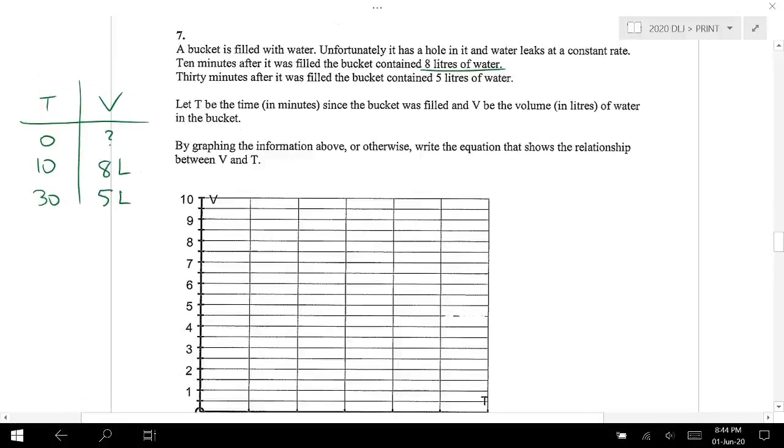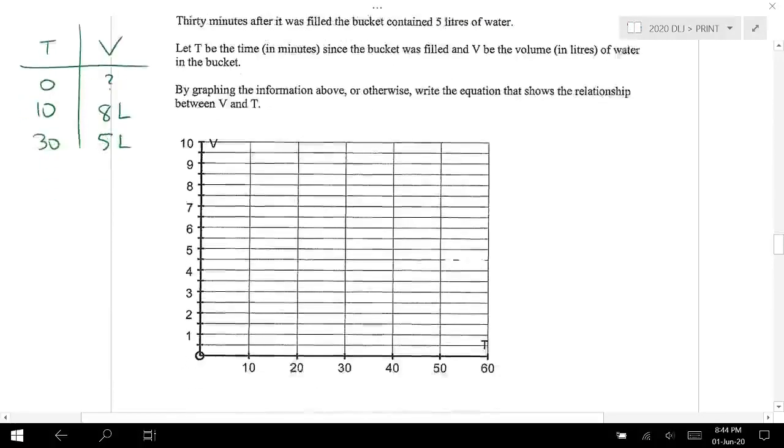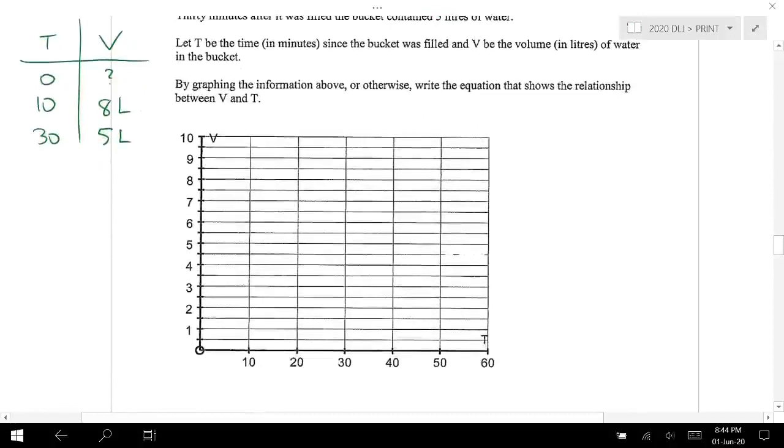Let t be the time interval since the bucket was filled, and V be the volume of water in the bucket. By graphing the following information above, or otherwise, write an equation that shows the relationship of V to t. Okay, so what we have is just 2 pieces of information. And that's all you need for a line, is 2 points on a line, and then you can draw the line between them. So at 10 minutes, we had 8 litres, so we'll get a mark there. And at 30 minutes, we have 5 litres, so we get another mark here.